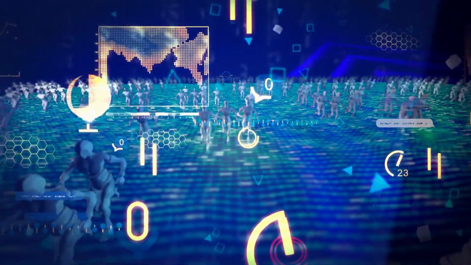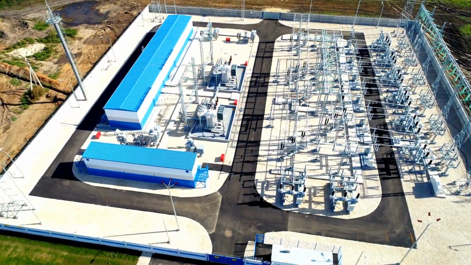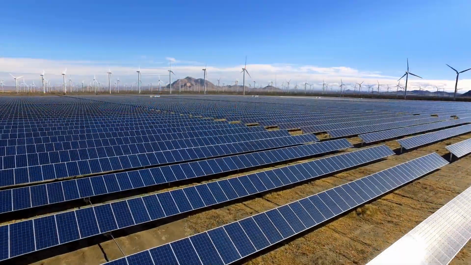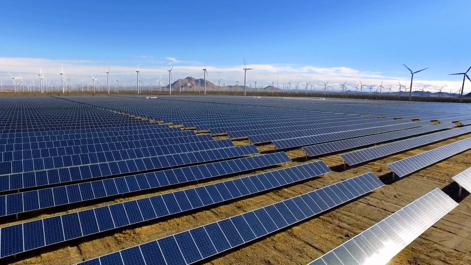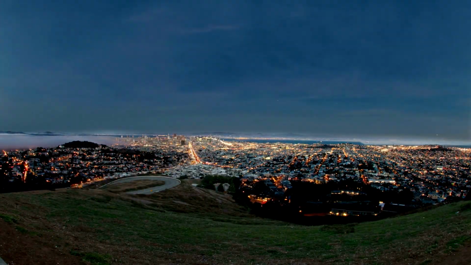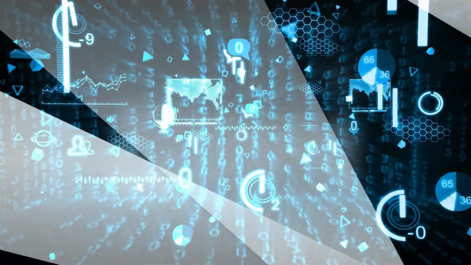These AI-driven systems analyze energy data patterns and usage, helping to reduce energy waste and optimize distribution. Moreover, they enhance the integration of renewable energy sources like solar and wind, making the power grid more efficient and eco-friendly. Number 9, AI in e-commerce.